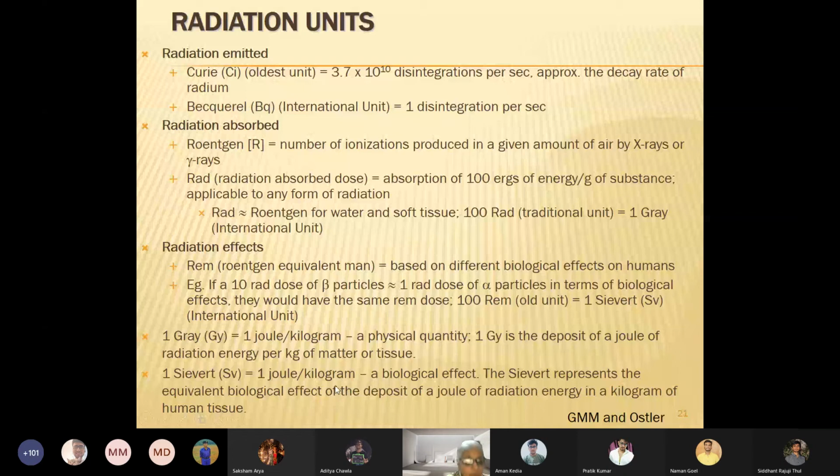So now grays and sieverts are the new international units. And sievert is also similar to gray. It's 1 joule per kilogram, but it's in terms of biological effect. So the sievert represents equivalent biological effect when 1 joule of radiation is deposited on 1 kilogram of human tissue.